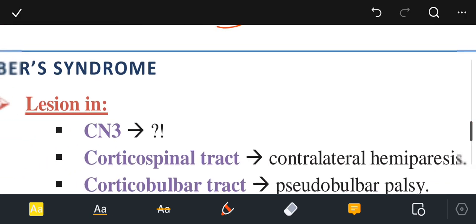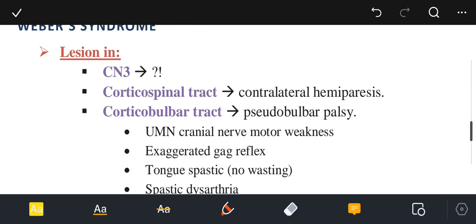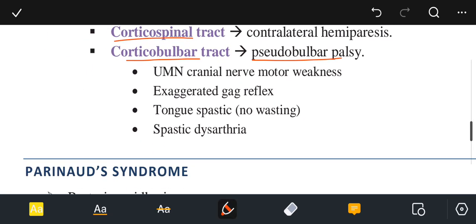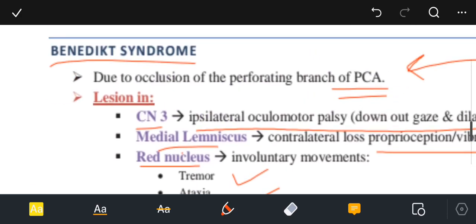Okay. Then we have Weber syndrome. The lesion may involve the cranial nerve 3 to variable extent, but the maximum involvement of cranial nerve 3 will cause a down and out pupil with a blown out pupil. Corticospinal tracts will cause contralateral hemiparesis. Corticobulbar tract will lead to pseudobulbar palsy. Upper motor neuron cranial nerve weakness, exaggerated gag reflex, tongue spastic, that is no wasting will be there, and spastic dysarthria will also be present.